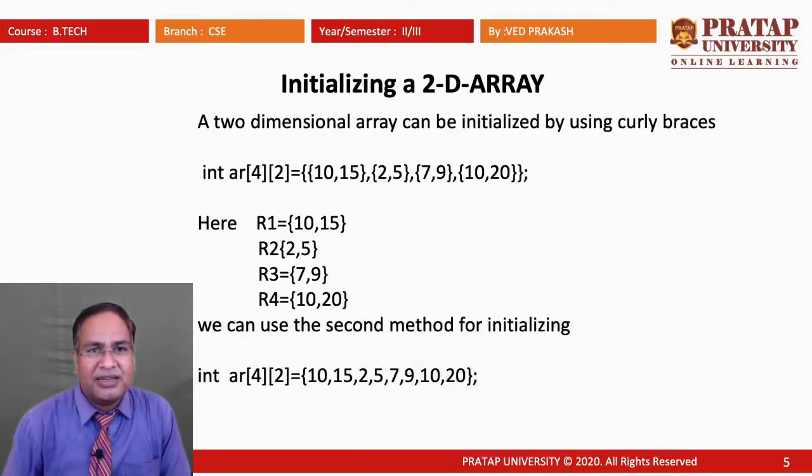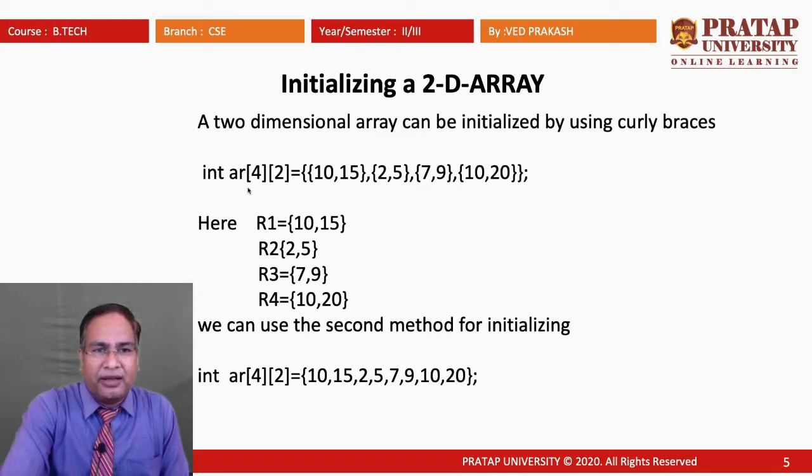Now, the next point is initializing a two-dimensional array. A two-dimensional array can be initialized by using curly brackets. First, we understand what initializing is. Basically, when we declare any type of array, assigning some values at the time of declaring is known as initializing the array. Here, we declare a two-dimensional array int AR, with rows 4 and columns 4, and we initialize these values.